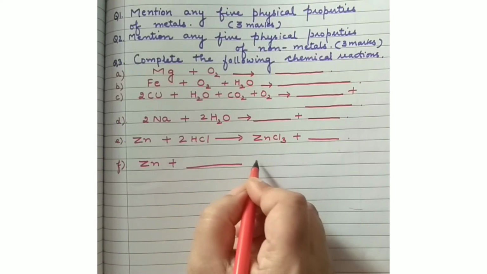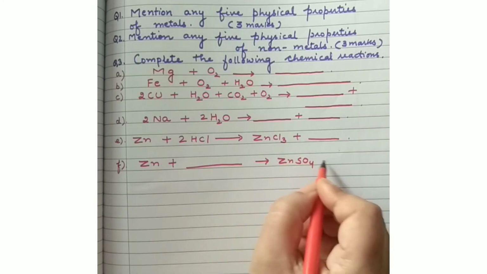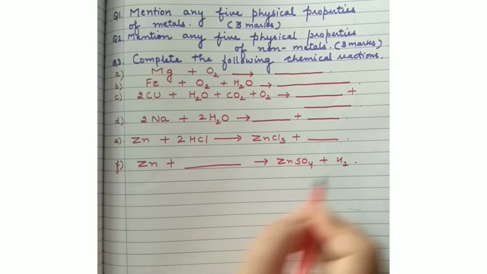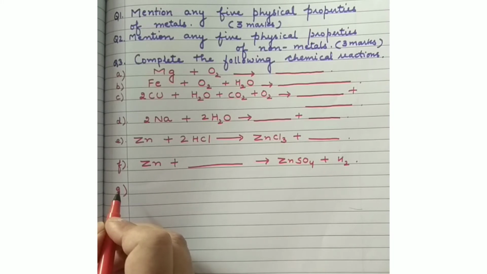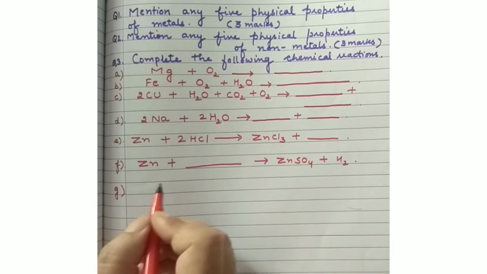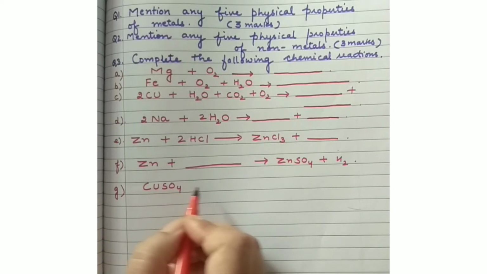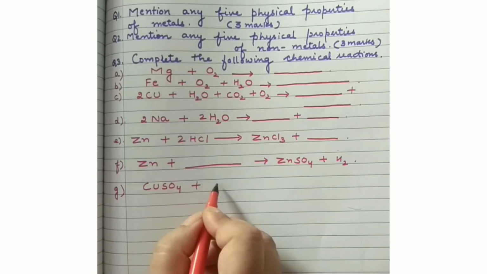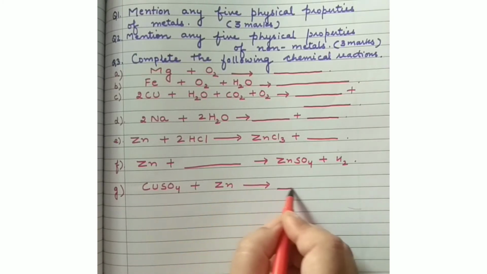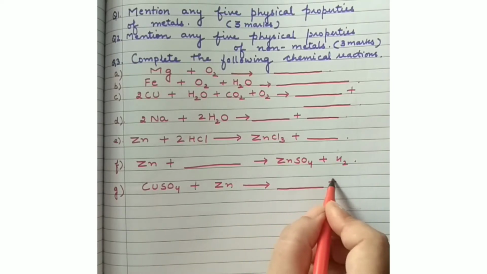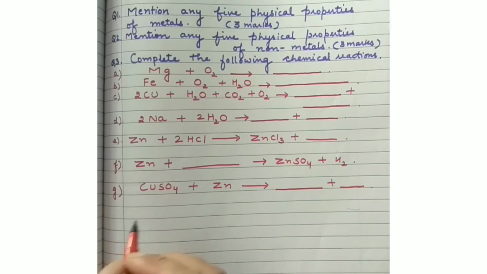F part is zinc plus blank. It gives zinc sulfate ZnSO4 plus hydrogen gas is released. H2 is the symbol of hydrogen gas. Now this oxygen and hydrogen, they are diatomic molecules because they always exist in molecular form, O2 or H2. Next is G part, copper sulfate. What is the formula of copper sulfate? CuSO4 plus zinc. It gives blank plus blank.